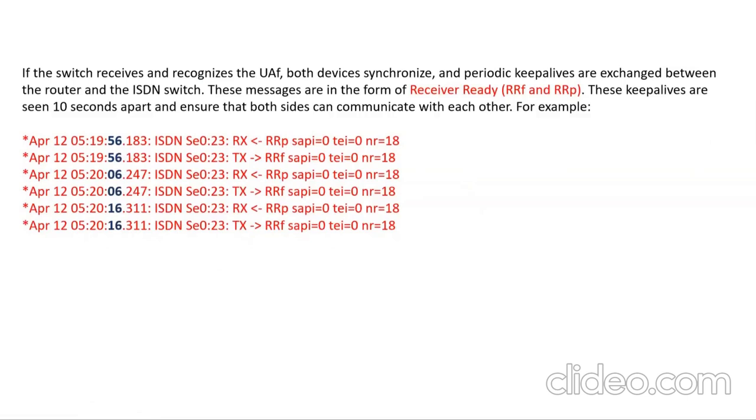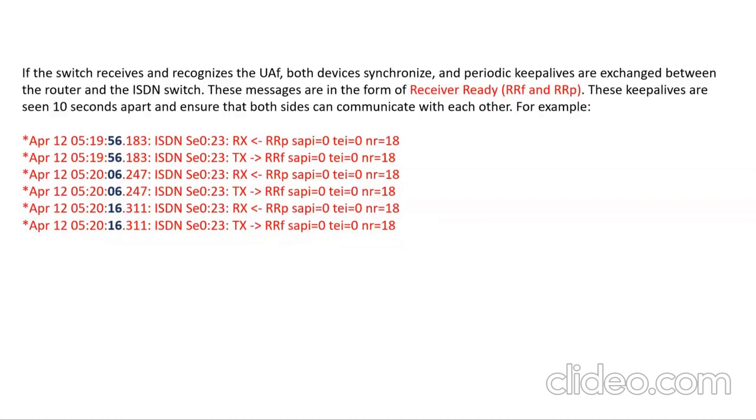It happens because these RRP and RRF are kind of keep alive messages. So once there are 4 consecutive misses in the keep alive, that means after 40 seconds, if any of the parties failed to respond to these keep alive messages 4 times, the PRI state will change from multiple frame established to tie assigned, and it will again try to establish the connection. So again, those SubMIP and UAF messages will start.